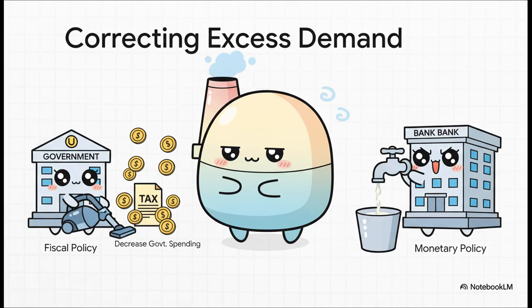The government cuts its spending or raises taxes. The central bank jacks up interest rates, making it more expensive to borrow. It's all about tapping the brakes to slow things down.